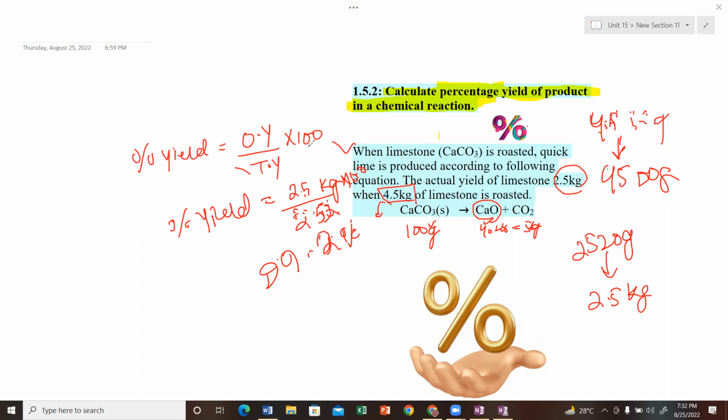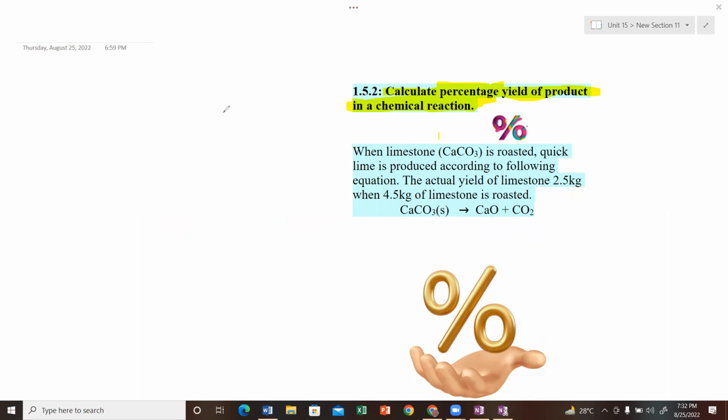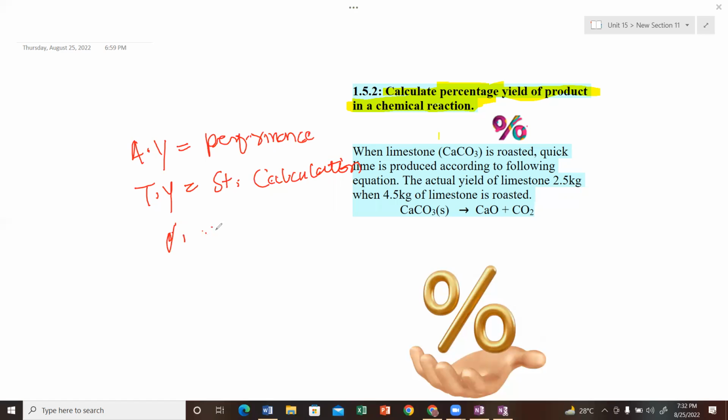It is very simple. We are just going to have a short recall. The actual yield is practical performance. The theoretical yield is stoichiometric calculation, and the percentage yield is the ratio between observed yield, or actual yield we must say, divided by theoretical yield, multiplied by 100.